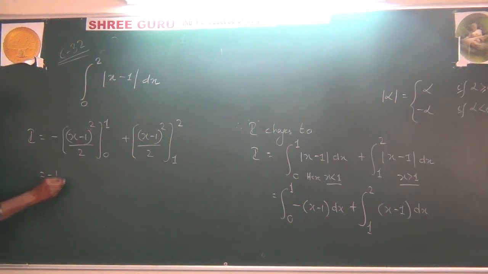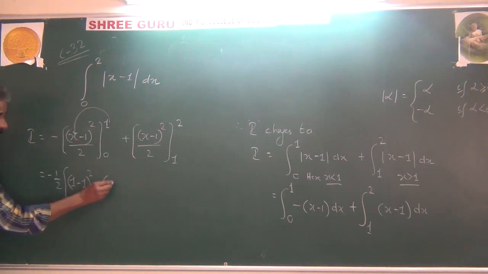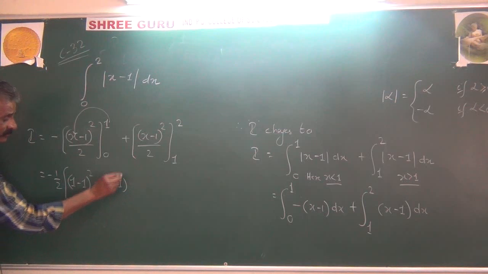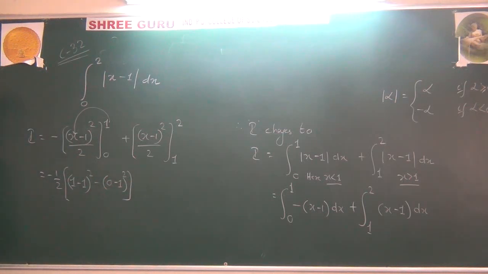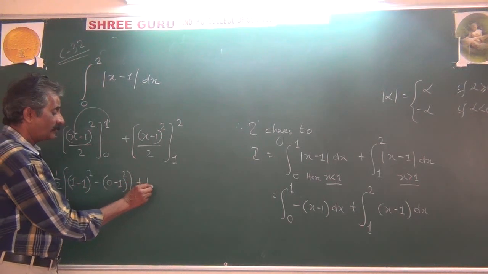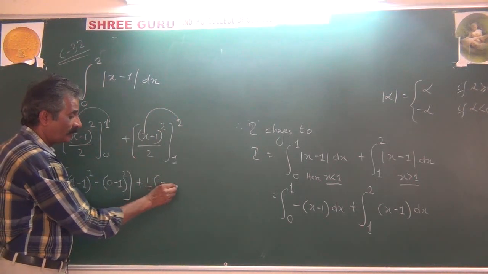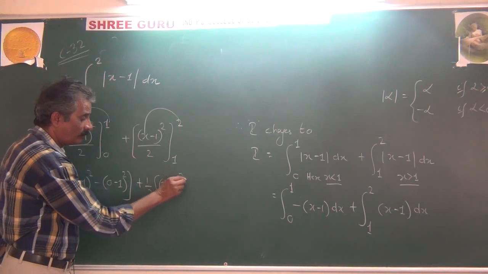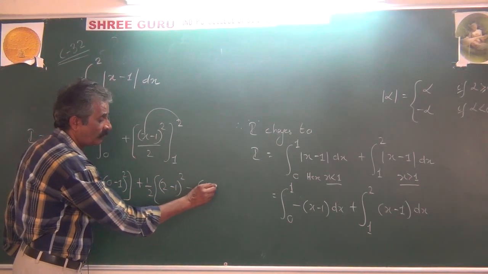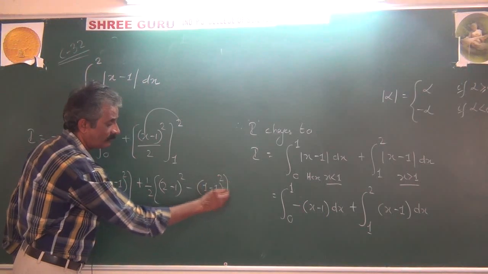Minus 1 by 2. Put x equal to upper limit 1: 1 minus 1 square. Put lower limit x equal to 0: 0 minus 1 square. Plus 1 by 2 into, put x equal to 2: 2 minus 1 whole square. Put x equal to 1: 1 minus 1 whole square.